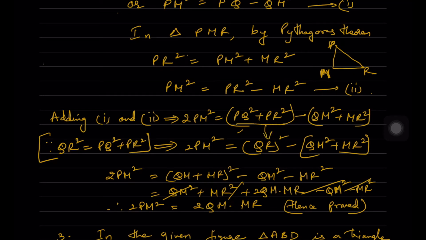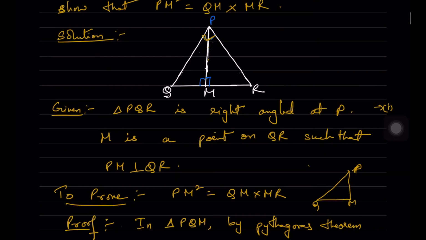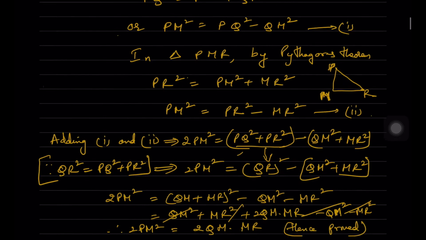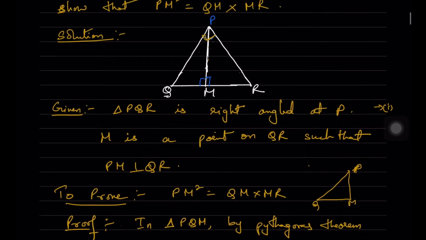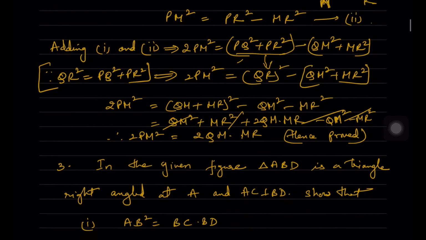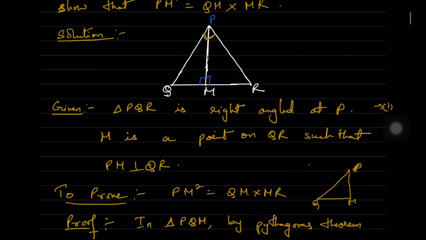You can see from this bigger triangle that QR square is equal to PQ square plus PR square, because it is right angled at P. So therefore here you have QR square minus QM square plus MR square, and this QR square is nothing but QM plus MR.